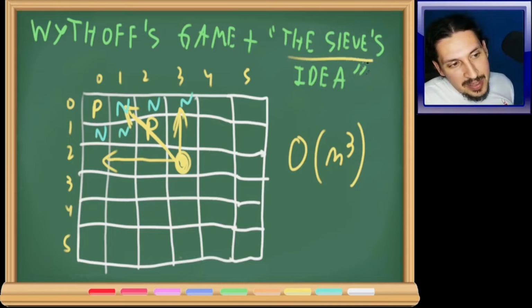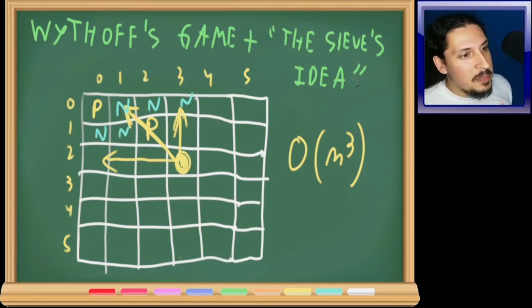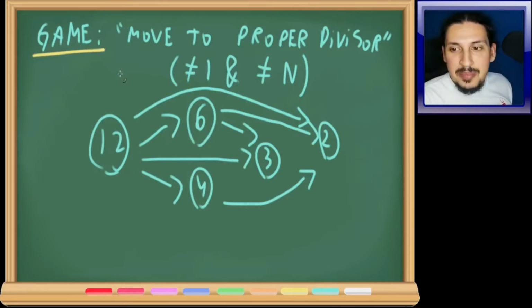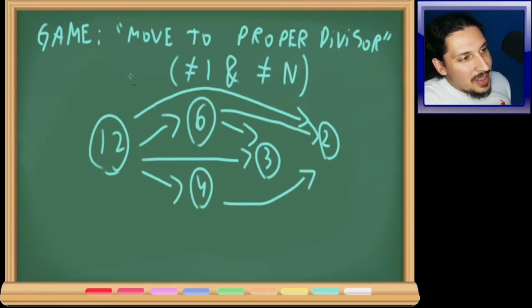Well, with the sieves idea, I will show you what I mean by that. And for that, I will use a fictitious game. Let's imagine that we have this ridiculous fictitious game. The allowed move is to a proper divisor of a number. So not 1 and not n. So the position is a number.